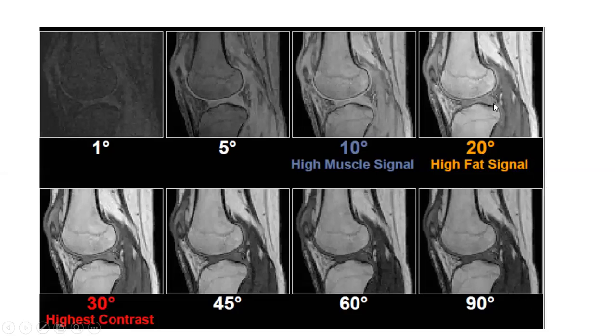as we go to 20 degrees, I see a shift of signal intensity from muscle to fat. Now we have high fat signal here. It's a high fat signal. The signal is whiter, very white here. So very high fat signal. But when we increase it to 30 degrees, this is where we have our highest contrast.